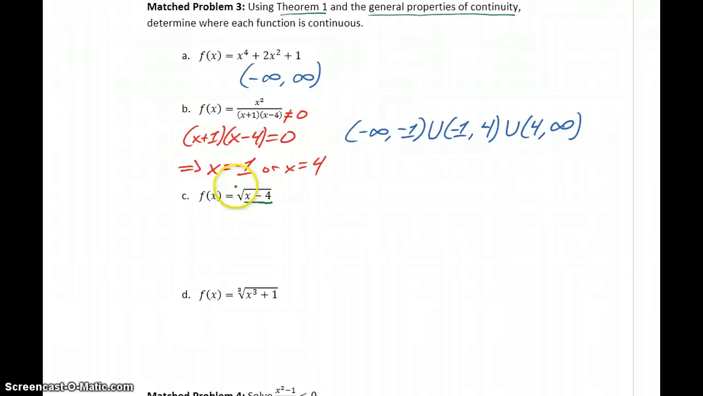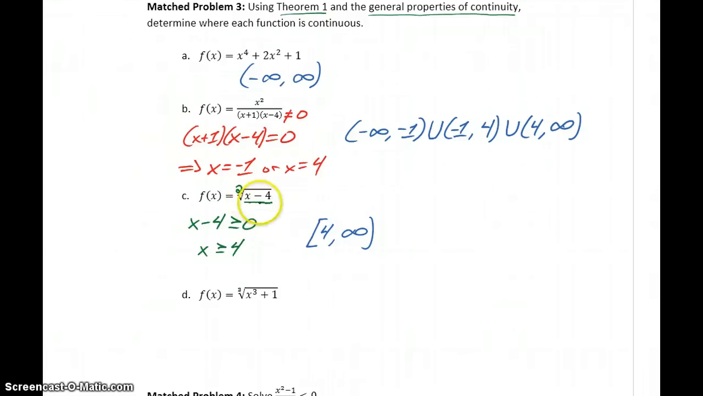But since this is an even index, even though we don't write that, where that's a square root, we have to consider where x minus 4 is non-negative. So we need to consider x minus 4 greater than or equal to 0. So that means x has to be greater than or equal to 4. So our function is continuous, in this case from the closed bracket 4 to positive infinity.